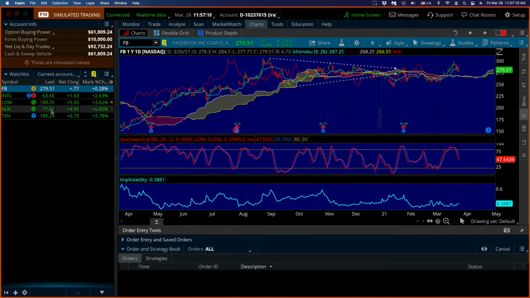Okay, so here is my account with my current positions. Some of them have moved very nicely. So let's take a look at them one by one and see what needs adjustment. Okay, so let's arrange by symbol. Start with Facebook. Let's take a look at a chart of it.